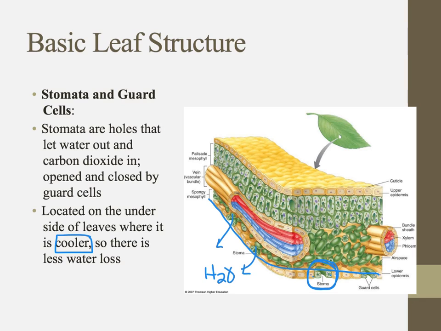So if we want to control how much water is lost and prevent excess water loss, we don't want those holes to be up here where it's super hot and we're going to be getting a lot of absorption of radiation that's going to heat things up. We don't want that, okay? We want those holes down there on the bottom so that if we have to open them to let carbon dioxide in, we hopefully don't lose too much water in the process.